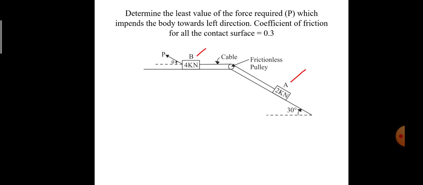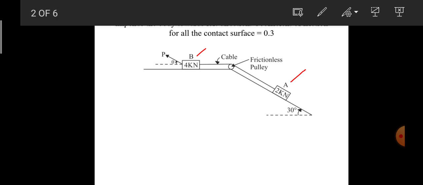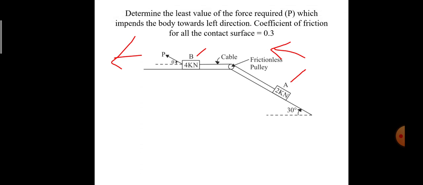Whenever B is pulled towards the left side, if this is the direction of the motion trend, A will obviously move in the upward direction. So they are telling that P is the force which pulls the overall system towards the left side, and since they are interconnected, A will move in the upward direction.